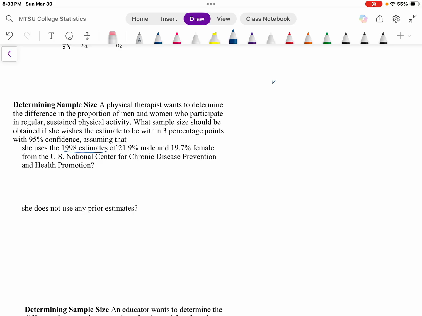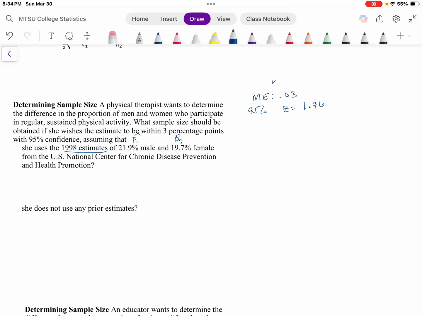So again, first off, margin of error is 0.03. We have a 95% confidence interval. So our Z-star, we've used it several times, would be 1.96. And we're going to go ahead. Here is my P1 hat and my P2 hat.